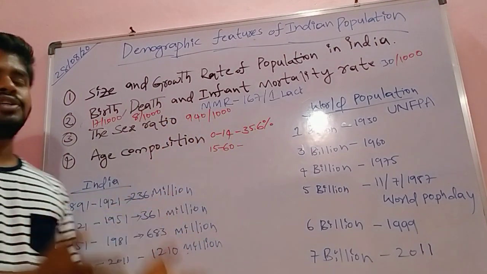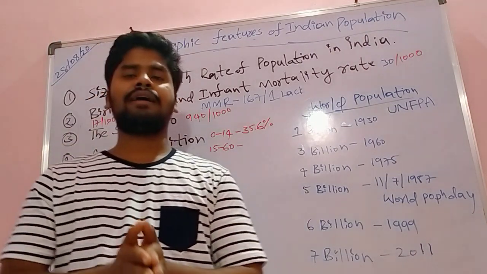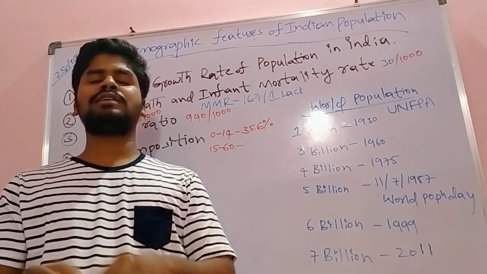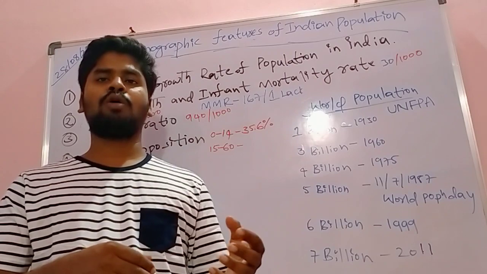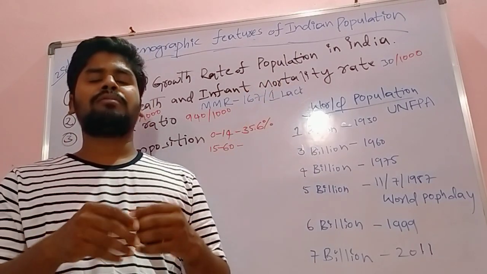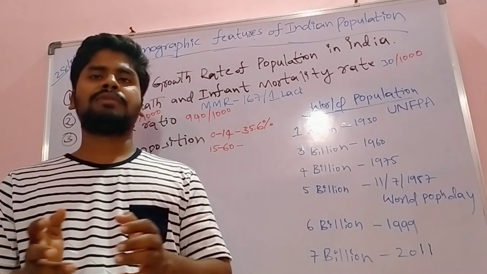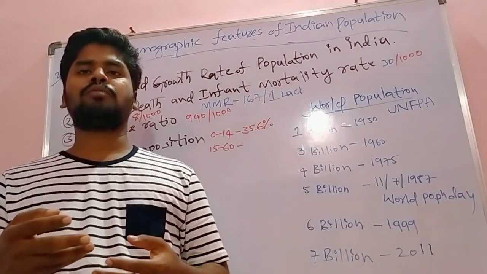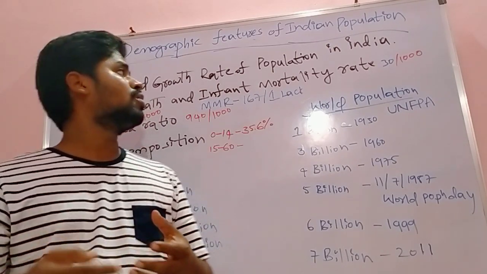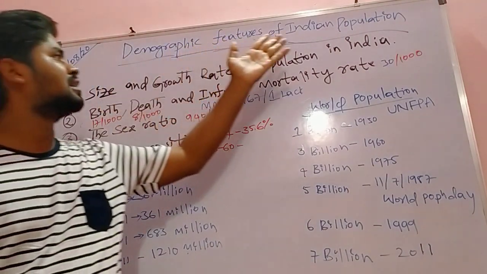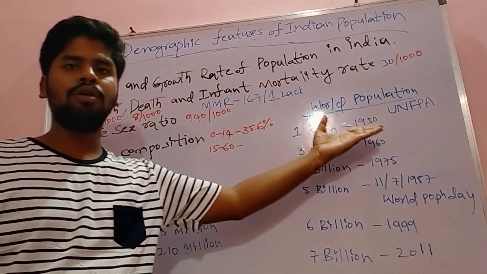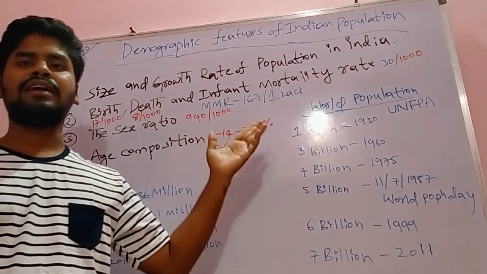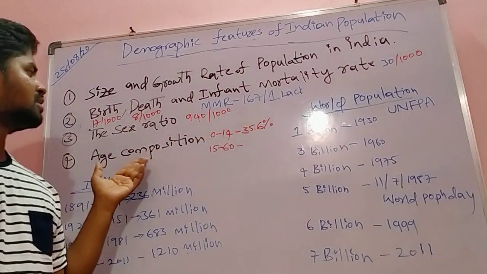Population is one of the most important factors that helps economic development. Human resource depends on population. The population has to be productive, in both qualitative and quantitative aspects, so that there is a possibility to enhance productivity. If we look at these demographic features, I hope you are clear about the world population and Indian population, the size of Indian population and growth rates, birth rate and death rate, infant mortality rate and maternity mortality rate, sex ratio and age composition.